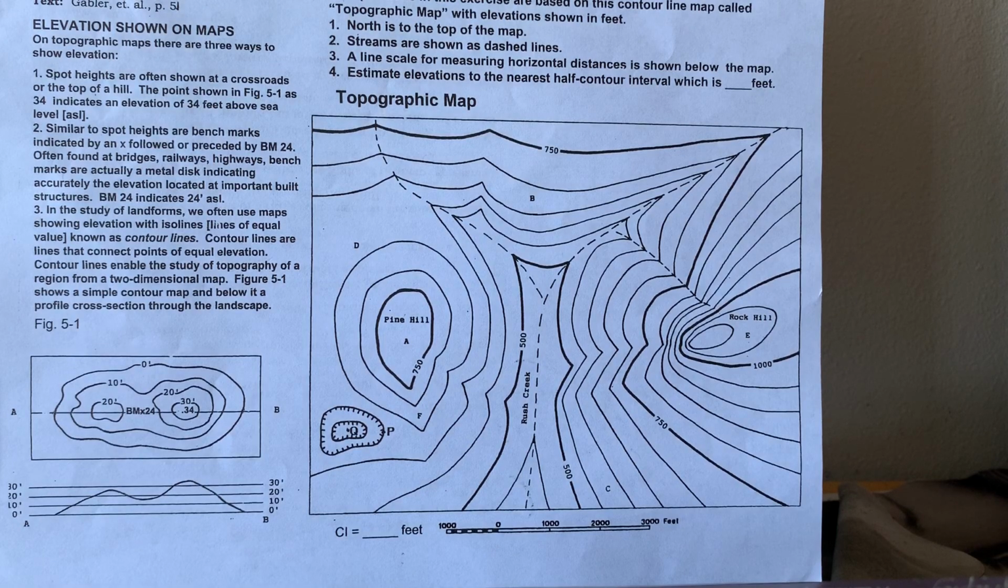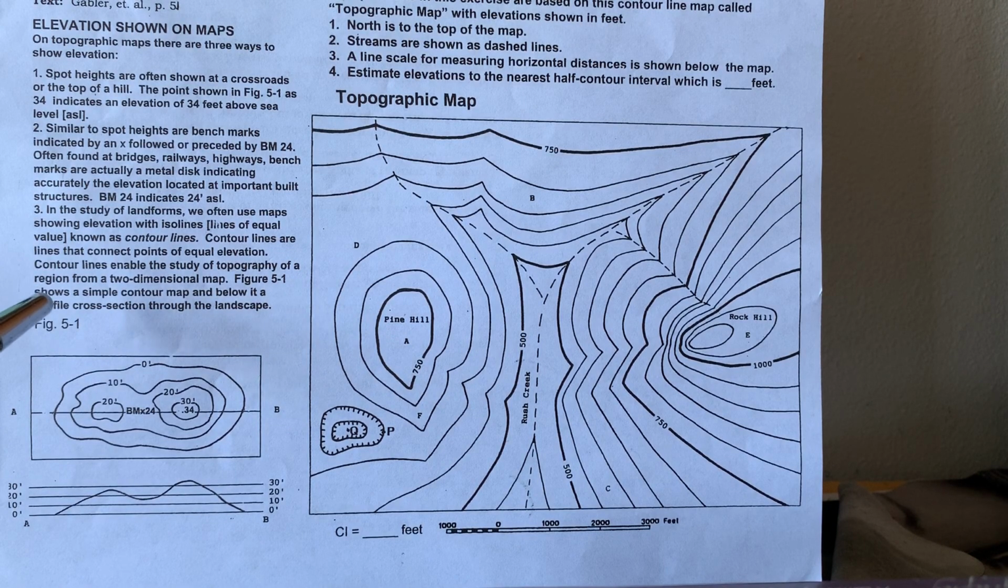So how to find the elevation? There are three ways to find the elevation on topographic maps. First, with the spot heights. For example, here you see a dot and 34, which means 34 feet above sea level. Another way is with the benchmarks. You can see here BM and X and 24, which also indicates the elevation there. But these are spots where you can see this elevation.